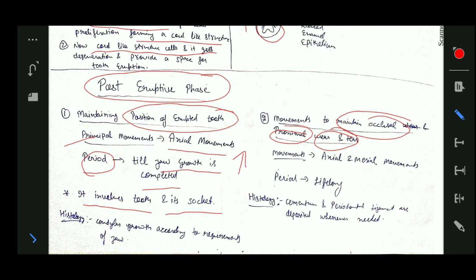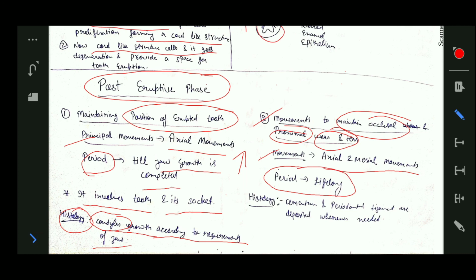Now let's talk about the histology of these movements. It involves condylar growth according to the requirement of the jaw. Now the second type of movements in the post-eruptive phase: in order to compensate for occlusal and proximal wear and tear, the principal movements are axial and mesial movements, and the time period is lifelong, so they run throughout life. Now the histology: the cementum and the periodontal ligament are deposited whenever there is any need for them.